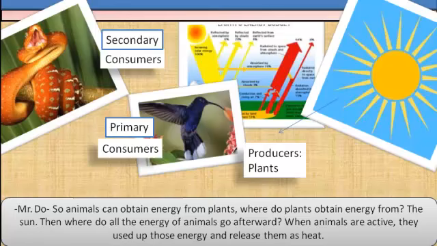Where do plants obtain energy from? The sun. Then where does all the energy of the animals go afterward? When animals are active, they use up that energy and release it as heat.